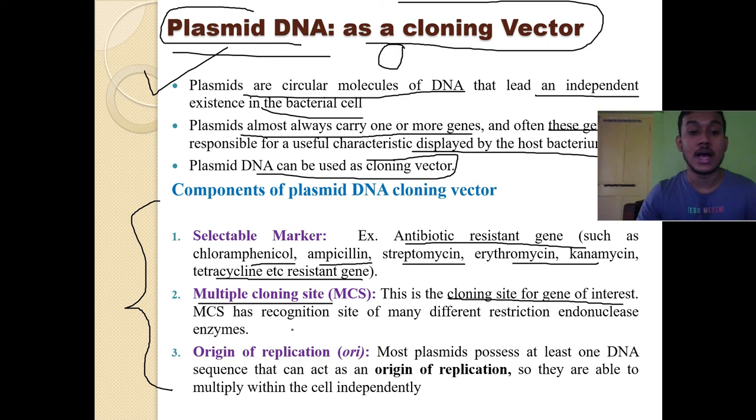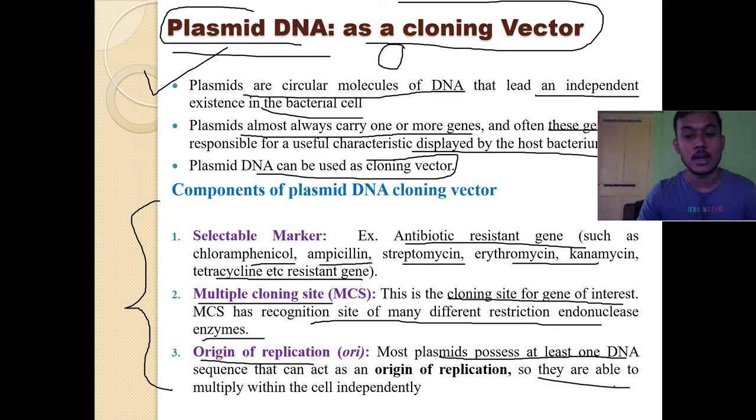This particular site has recognition sites for many different restriction endonuclease enzymes. In my next video I'll be talking about restriction endonuclease enzymes, so that you can correlate the plasmid DNA with restriction endonuclease. Also, it has another feature, which is the origin of replication. Most plasmids possess at least one DNA sequence that can act as an origin of replication, so they are able to multiply within the cell independently.